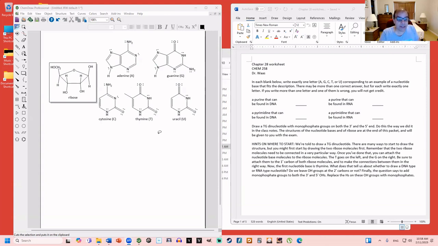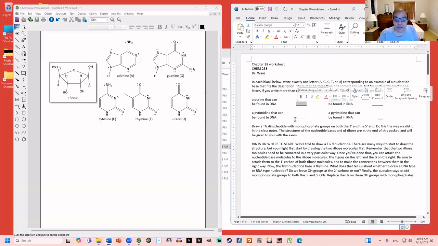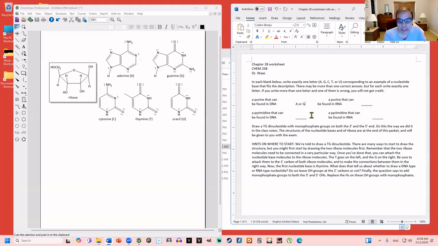And one thing I always bring up in class, and I know I will when we cover this, is that thymine is found only in DNA and uracil is found only in RNA. So that's all we really need to know in order to answer these questions. An example of a purine that will be found in DNA is either of these. Both purines are found in both DNA and RNA. So A or G is an acceptable answer to that.